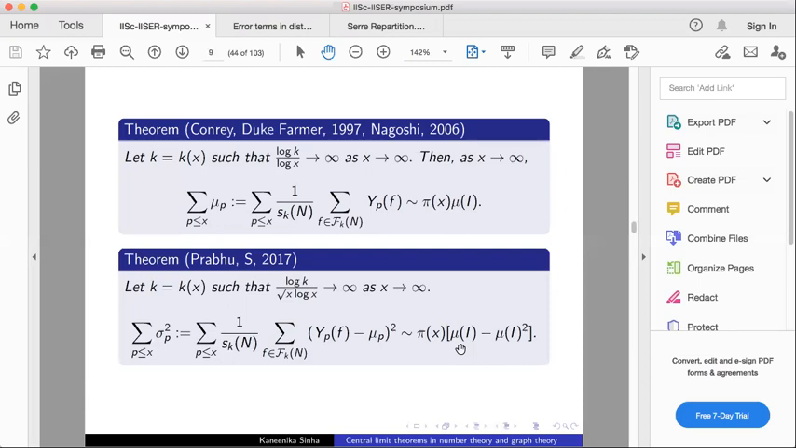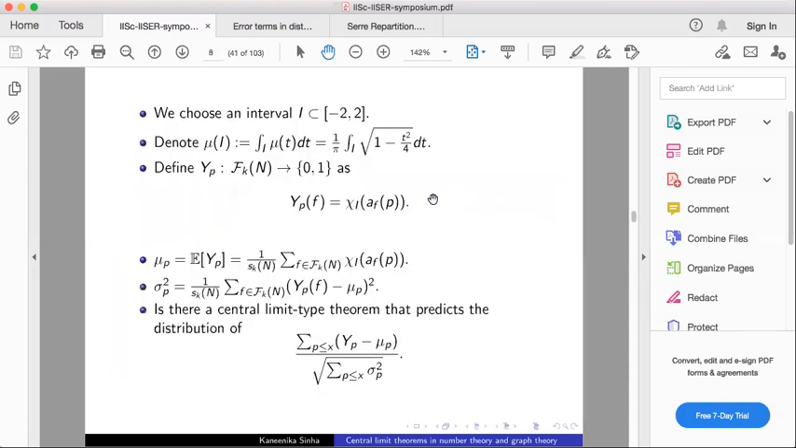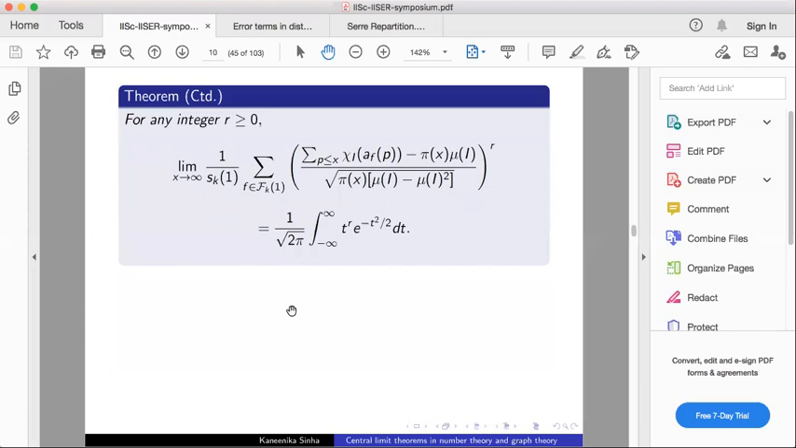And with this asymptotic estimate for the variance in place, we were able to derive a central limit type theorem. We take the normalized random variable of the type that I just mentioned, the summation of y sub p minus mu sub p, normalized by the square root of the sum of the variances sigma sub p squared. And we show that under the growth conditions that we mentioned, the rth power moments of these converge to the rth power moments of the Gaussian distribution. So these normalized random variables, in fact, asymptotically converge to the Gaussian random variable.